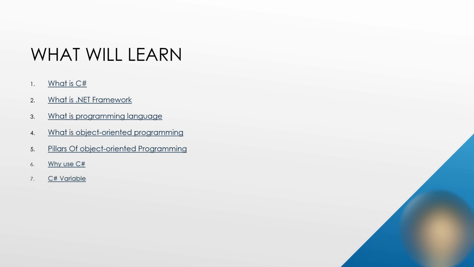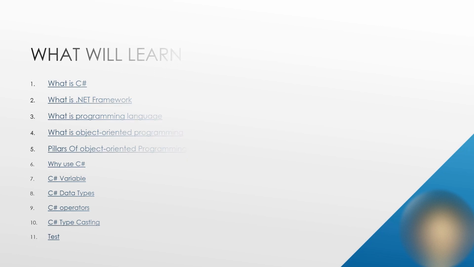Then we will learn a C Sharp variable. After that we will learn a C Sharp data type. And then we will learn C Sharp operators. And then we will learn C Sharp typecasting. And then we will test whatever we learn. So let's start from what is C Sharp. So first we will learn what is C Sharp.